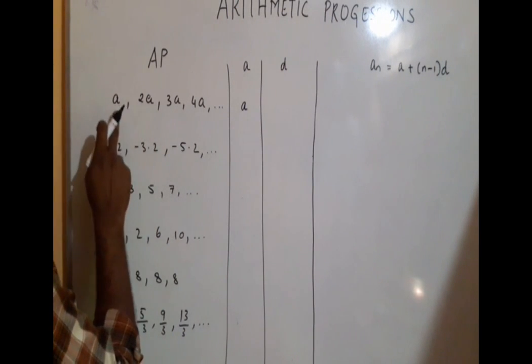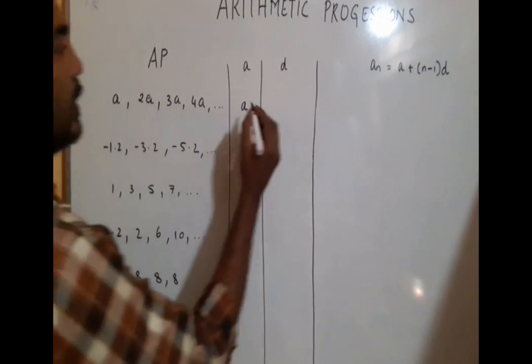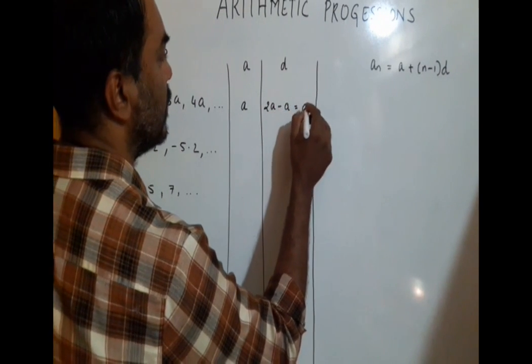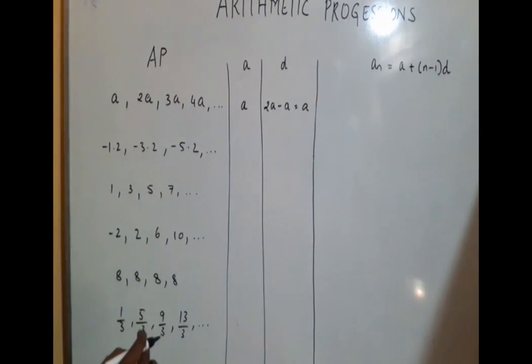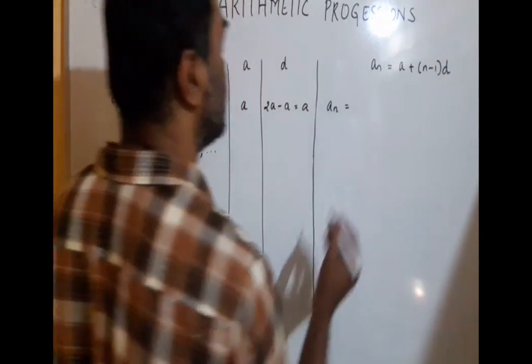So I can do 2a minus a or 3a minus 2a or whatever. So I'll do 2a minus a and I get a. So the common difference is also a. And now we proceed to the nth term or the general term.